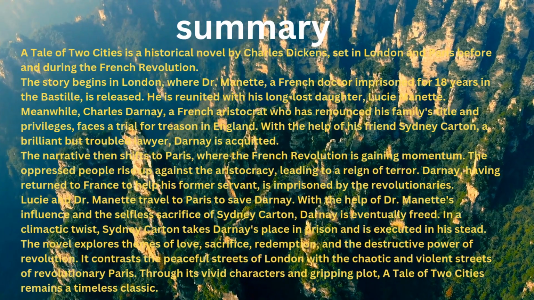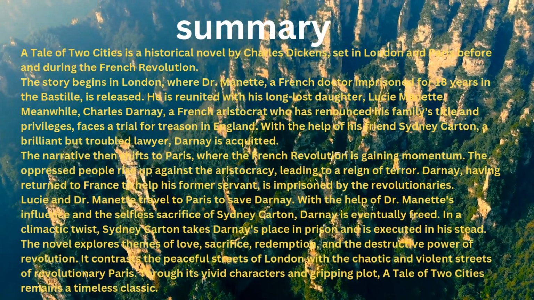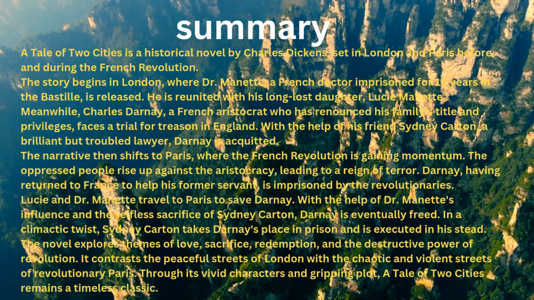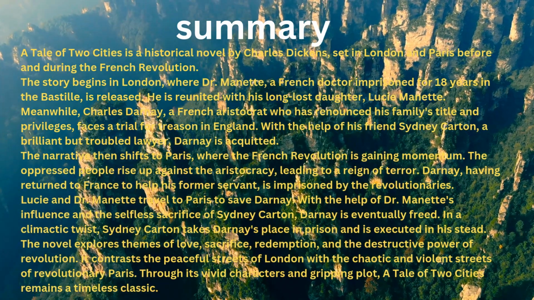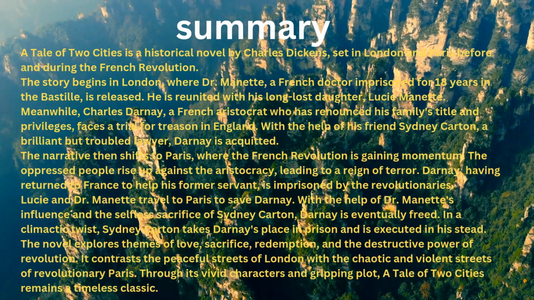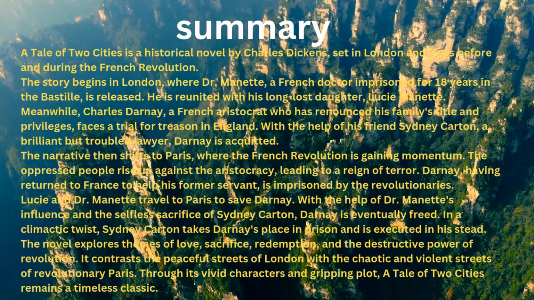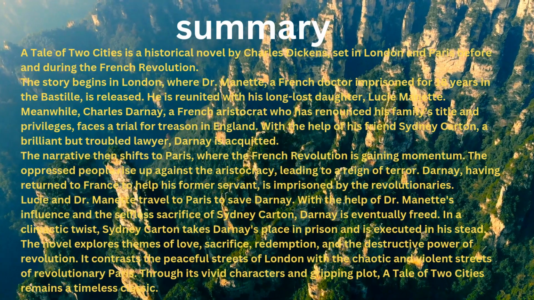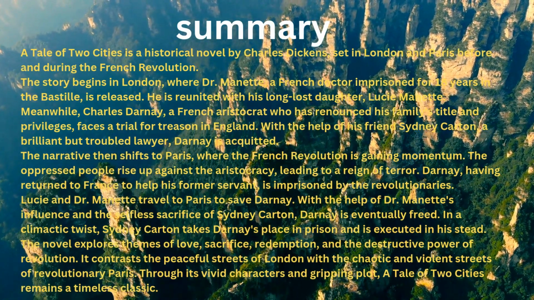Meanwhile, Charles Darnay, a French aristocrat who has renounced his family's title and privileges, faces a trial for treason in England. With the help of his friend Sidney Carton, a brilliant but troubled lawyer, Darnay is acquitted. The narrative then shifts to Paris, where the French Revolution is gaining momentum. The oppressed people rise up against the aristocracy, leading to a reign of terror.